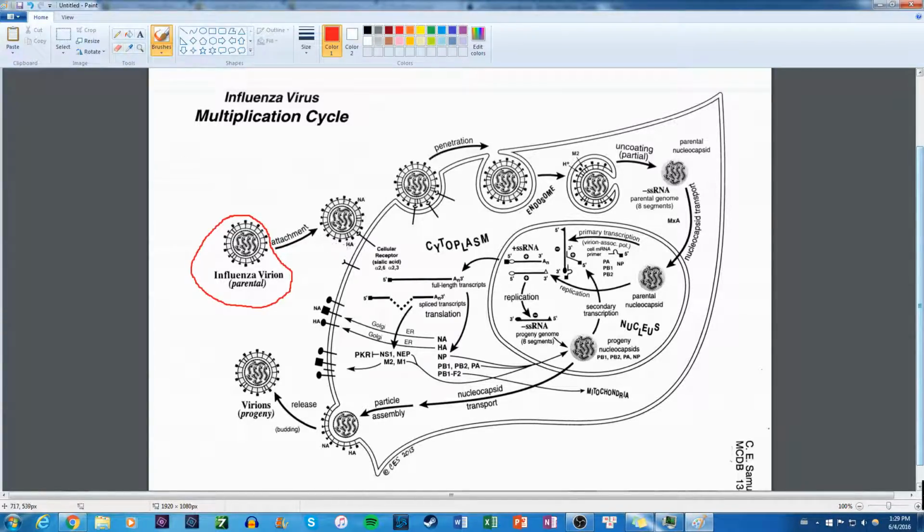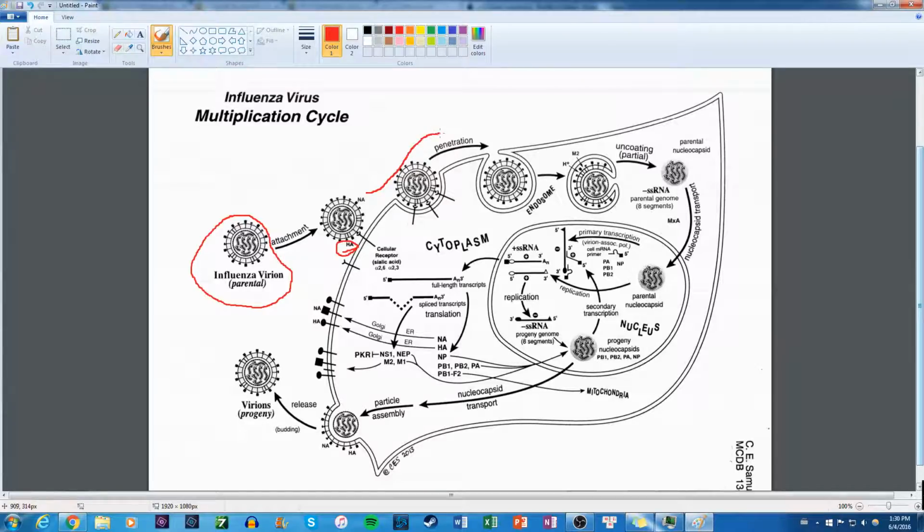Now, Orthomyxoviridae has hemagglutinin and neuraminidase antigens. For attachment, flu uses hemagglutinin, and neuraminidase will be used later, at the end of the cycle, for viral release, and I'll tell you how that works later. So you have the hemagglutinin right here, and it attaches to sialic acid, and then you have the penetration.